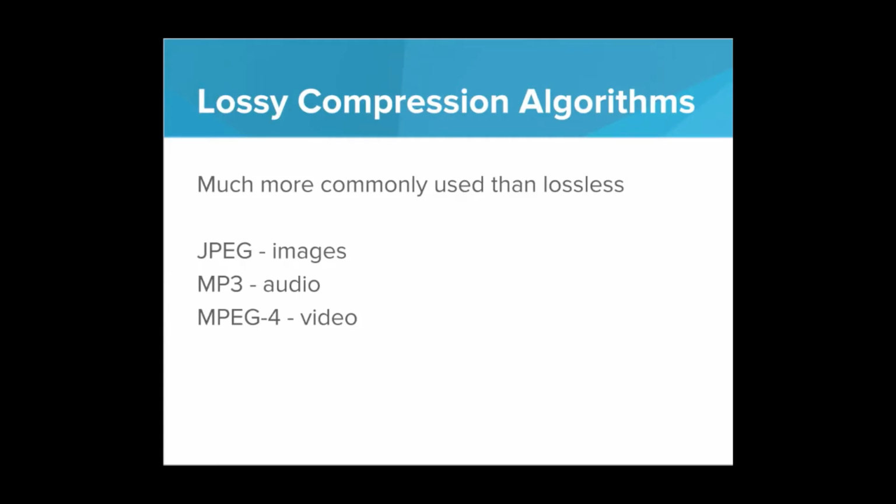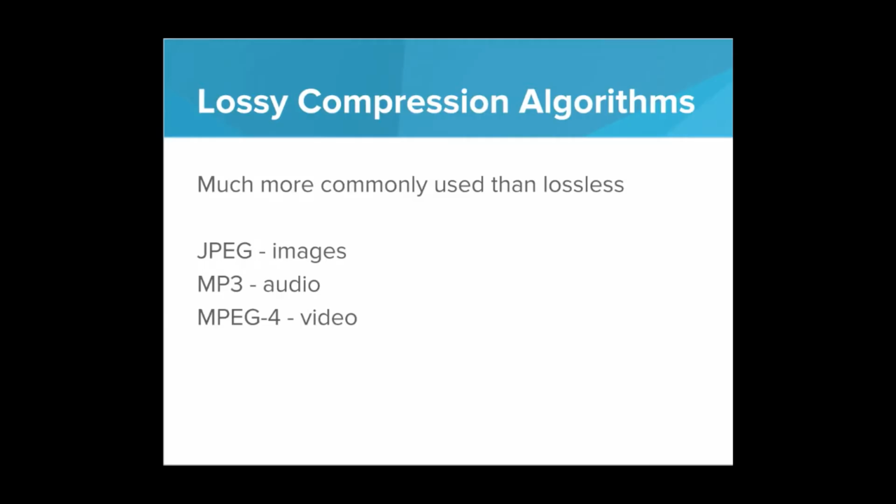So in general, lossy compression algorithms are much more commonly used than lossless compression algorithms. This is because the human eye and the human ear really can't notice a difference when we've thrown away a bunch of data. And this is great because we want to get our data as small as possible, and lossy compression algorithms do a really good job of compressing our data down to a small size. Some example lossy compression algorithms are JPEG for images, MP3 for audio, and MPEG-4 for video.